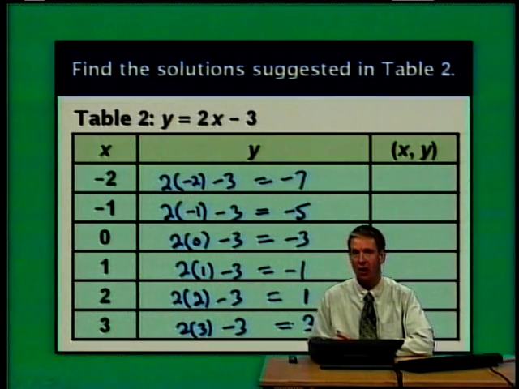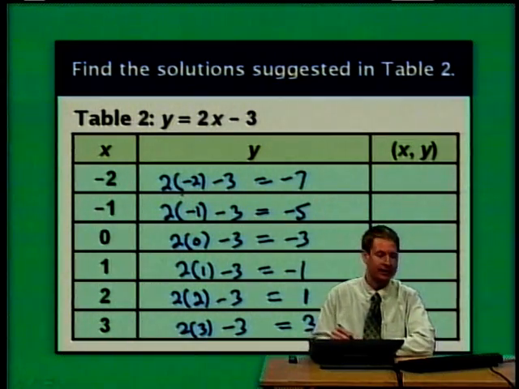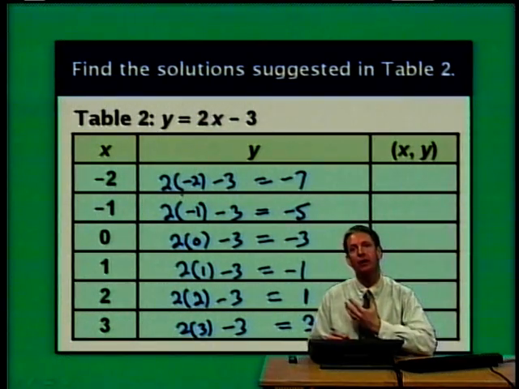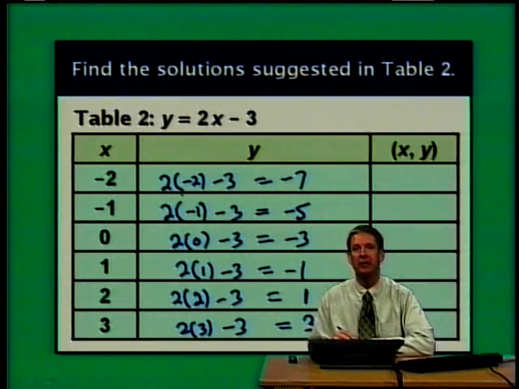I want you to know that this is the last time you're going to see me, or probably Candace or Ann, actually doing calculations inside the table. The only reason I did it in this one example was I wanted to make sure that you saw where these numbers, negative 7, negative 5, negative 3, etc., came from.